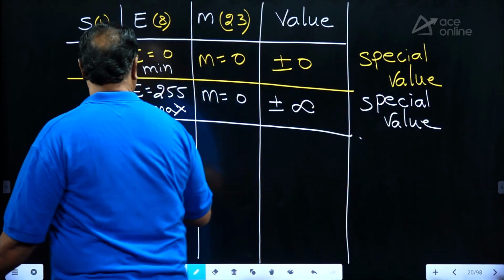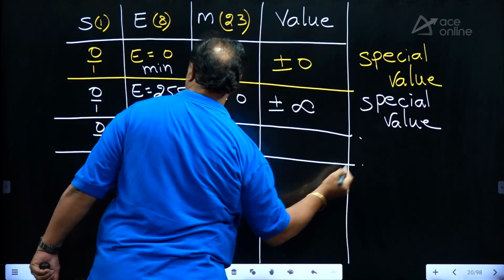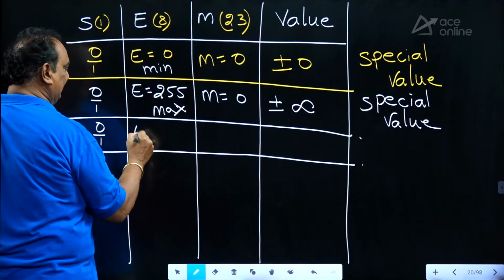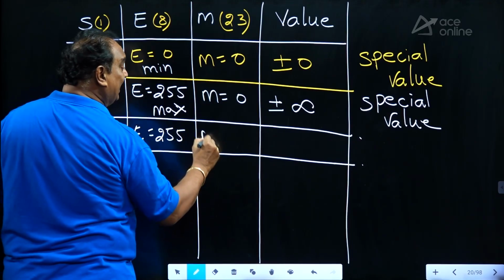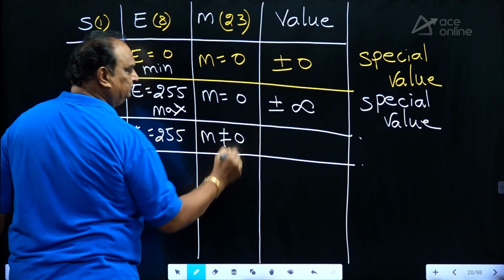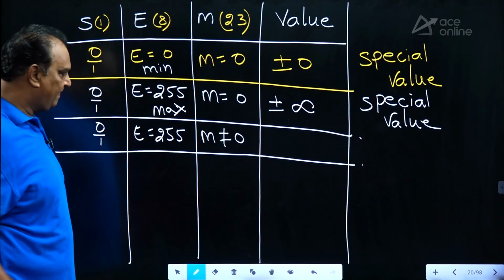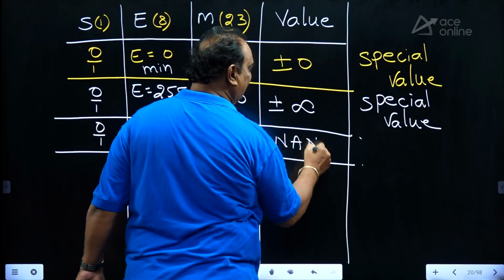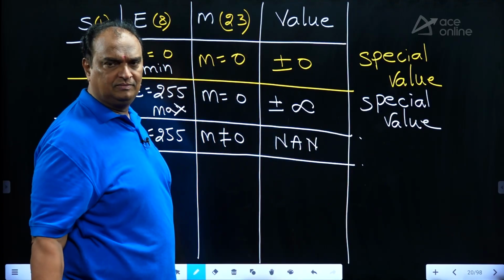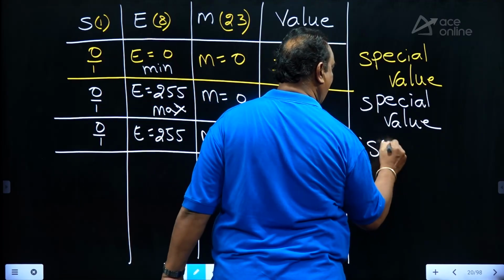Next, the S value can be 0 or 1. Next, the E value is maximum, 255, and the M value is not equal to 0. You have to understand the difference between the second and third cases. Then it is not a number. What is not a number? Square root of minus 1, something divided by 0. Now it is also a special value.